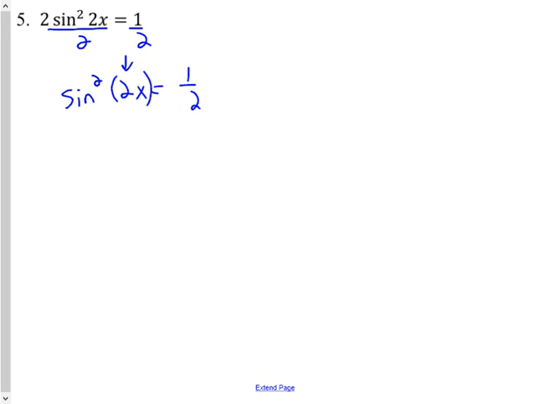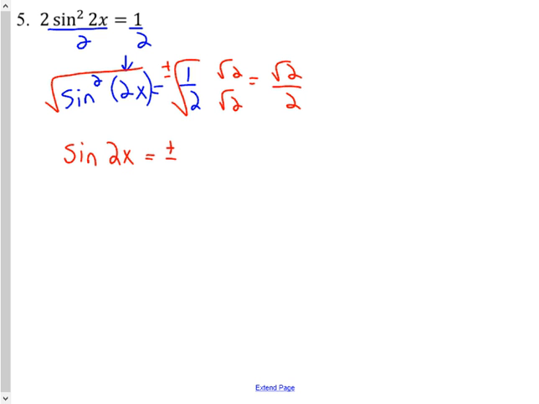But we do need to square root both sides. So I don't want sine squared, I want sine of 2x. When I square root, we do get plus or minus. So we are solving for a variable. So sine of 2x equals the square root of 1/2 here. Well, multiply by root 2 over root 2 and get plus or minus root 2 over 2. Now that is in our unit circle. So what we're going to do here is we're going to solve for those values.